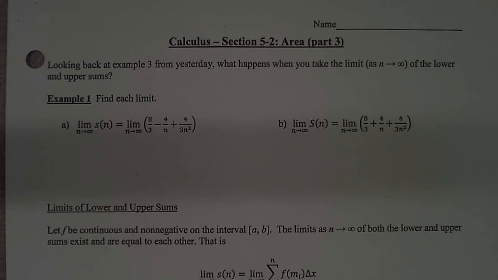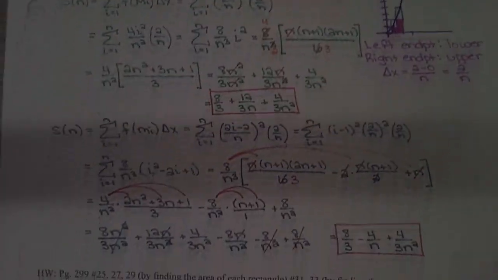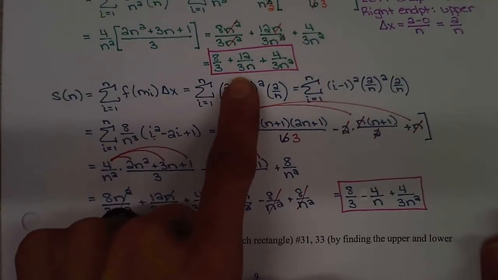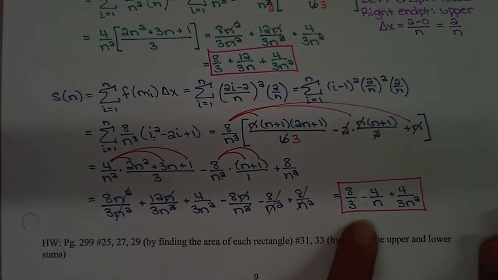All right, so it says here first, if we look back at example 3 from yesterday, what happens whenever you take the limit as n goes to infinity of the lower and upper sums? So if we go back and look on page 9, you can see here I've got these equations for my upper and my lower sums.